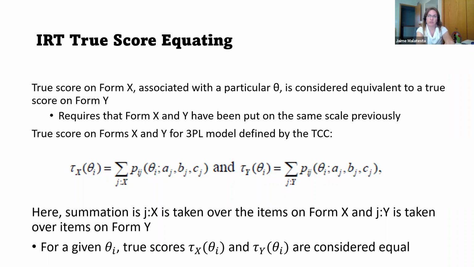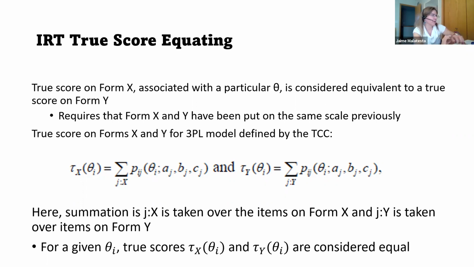This requires, as I mentioned earlier, that the item parameter estimates and person parameter estimates for these two forms have previously been put on the same theta scale through an IRT scale transformation procedure, such as the Haebara method or Stocking-Lord method. True scores on form X and Y for the 3PL model are defined by the test characteristic curve, or TCC. Here is the general formula for true score on form X given a particular theta for examinee i. It is basically the sum of their response probabilities for all the items on form X.